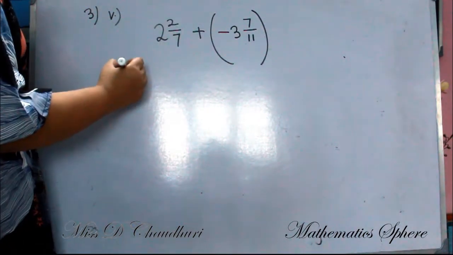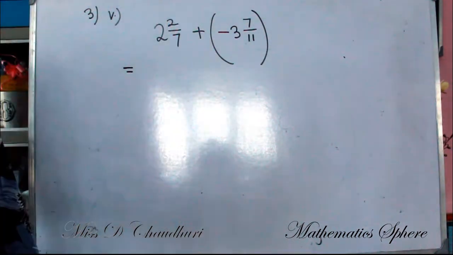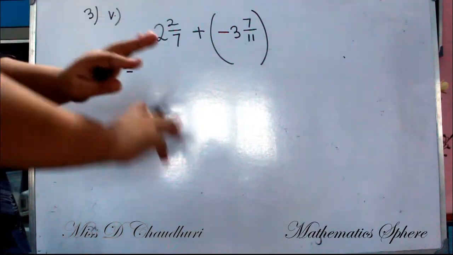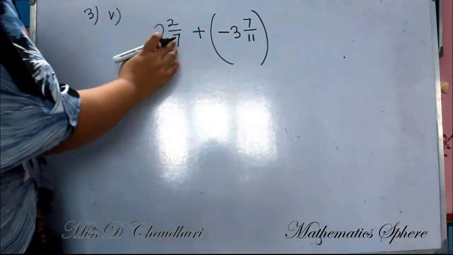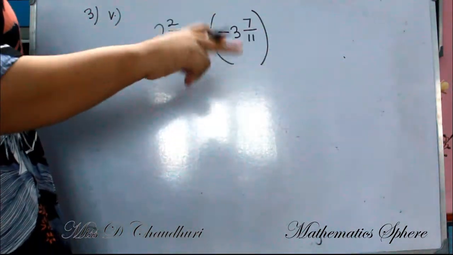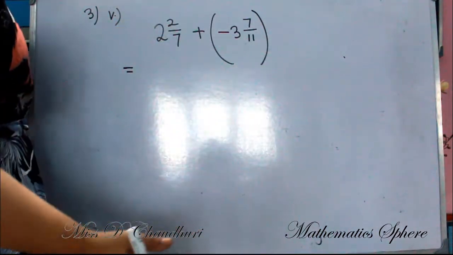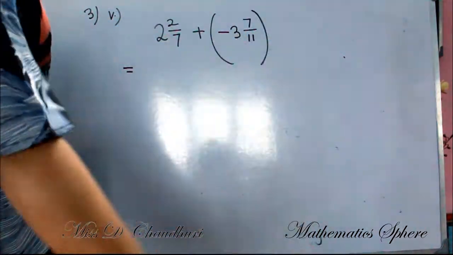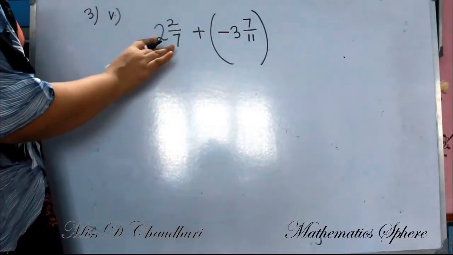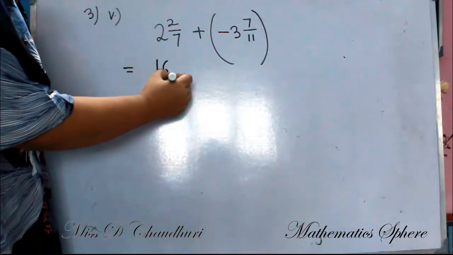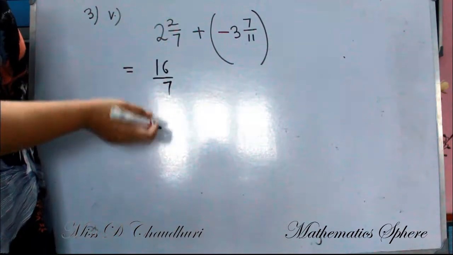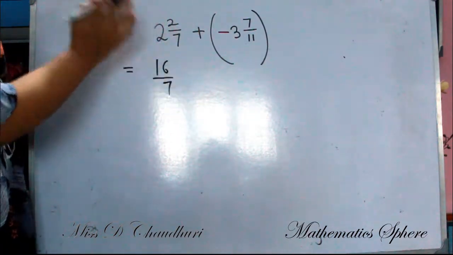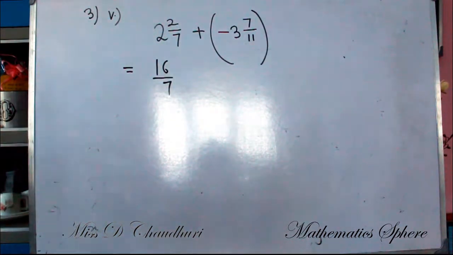So what we are going to do, we are seeing that they are in mixed form, but they are not in the standard form. So first of all, we are going to change them into the improper form, as in fractions, or you can say standard form as in rational numbers, okay. So this one is going to be 16 by 7. As you know, 2 into 7 is 14 plus 2 is 16, and the denominator remains as it is. I hope you know this properly.